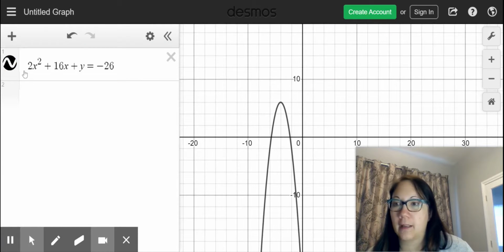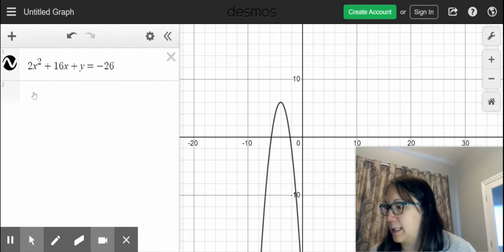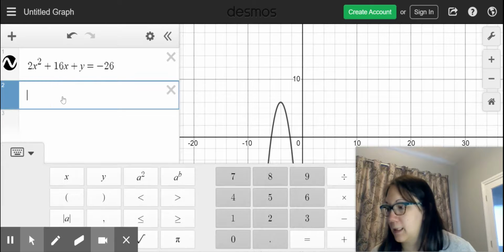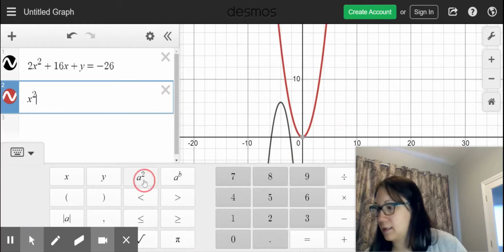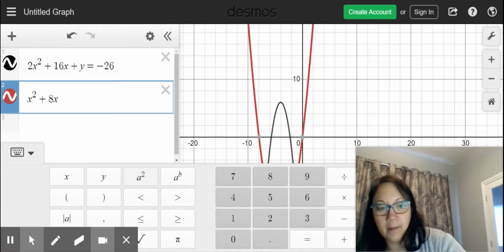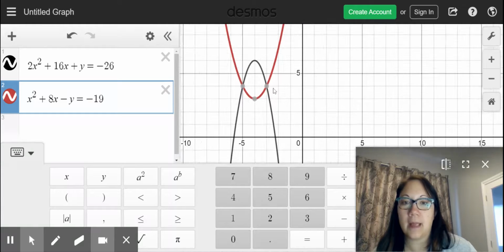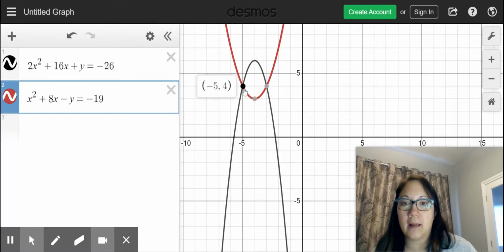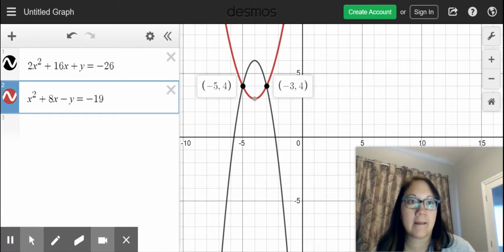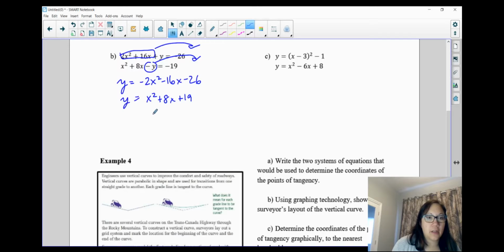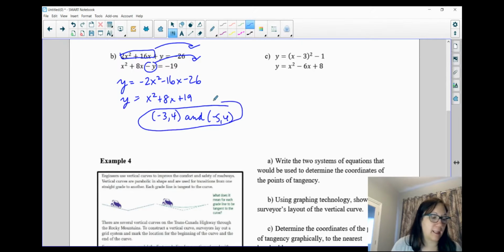Yeah, so it worked just fine. So if you're using Desmos, actually technically you don't have to solve for y first, but it's not a bad habit. It will help us in future sections anyway. So I'm just making sure I keyed this in properly. 2x squared plus 16x plus y equals negative 26. And then we also had x squared plus 8x minus y equals negative 19. Okay, so we can see right away that we have two solutions here, negative 5, 4 and negative 3, 4. So we could see that our solutions were negative 3, 4 and negative 5, 4. So two intersection points are two solutions for that quadratic system.